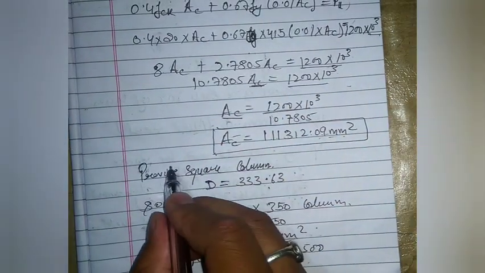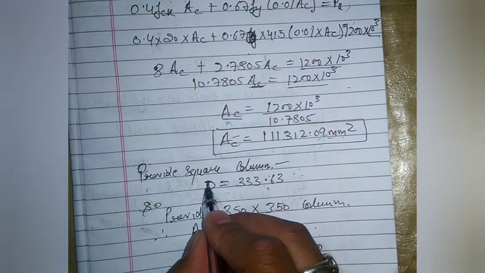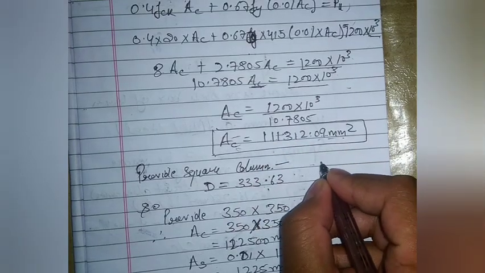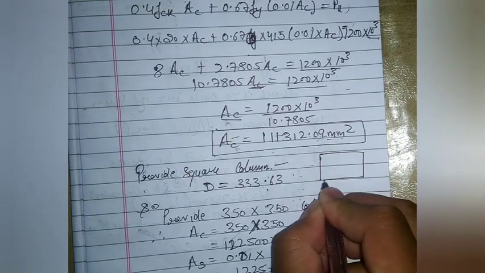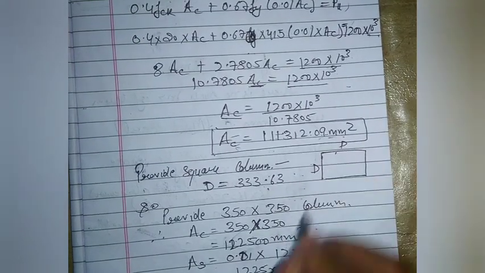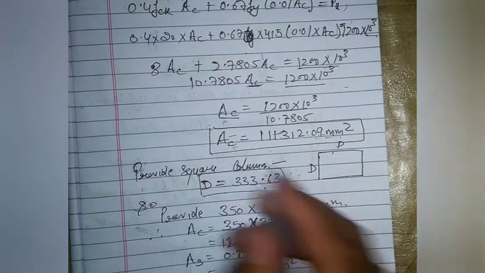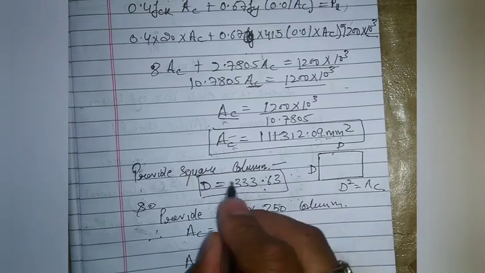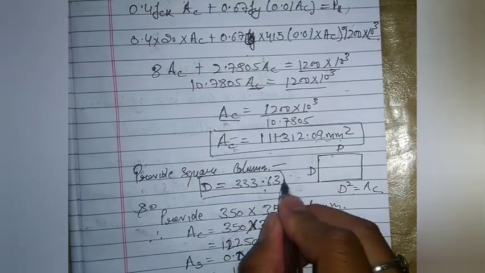So now provide a square column. We can take the dimension if we calculate from here. Let us take that we are providing a square column of d by d. So we can calculate d from this. d square will be equal to Ac. So we can calculate d from here, and it is coming out to be 333.63 mm.